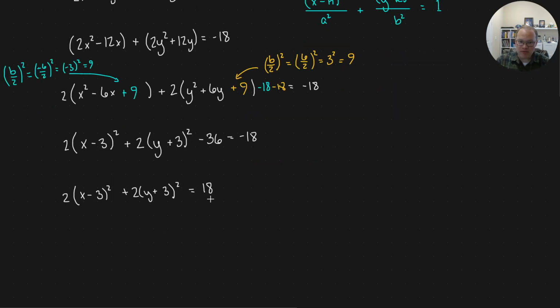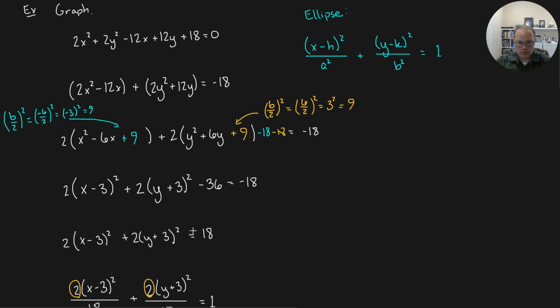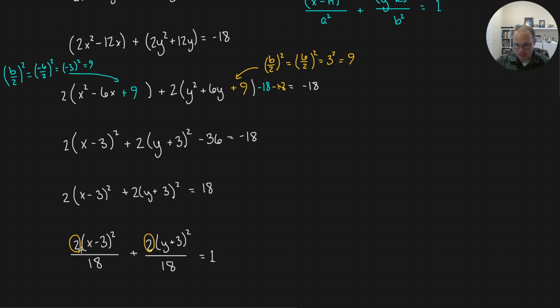Okay, and then I'm going to divide the 18 on both sides because I really need this to be a 1, right? So I get 2(x minus 3) squared over 18 plus 2(y plus 3) squared over 18 equals 1. And I do have to simplify because the numbers in front of this do have to be a 1, right? These numbers have to be a 1. So I either have to simplify or I have to rearrange so that I get a 1 up there. If I can't just simplify these away, then I have to flip them down so they end up down here. Okay?